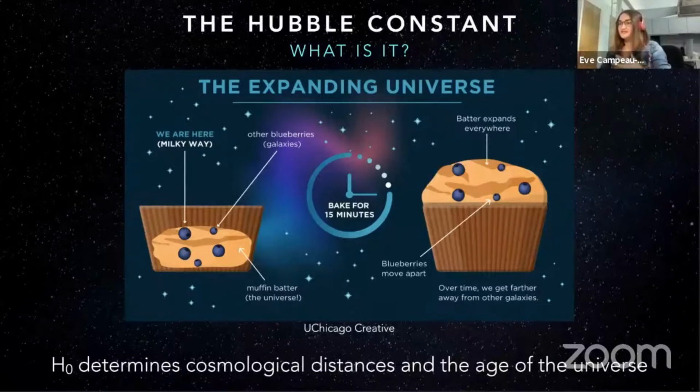We can see this with some observations. And the rate of this expansion is the Hubble constant. It's a crucial parameter to determine cosmological distances and the age of the universe.